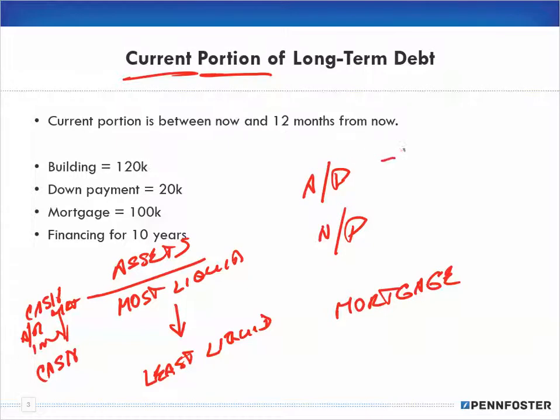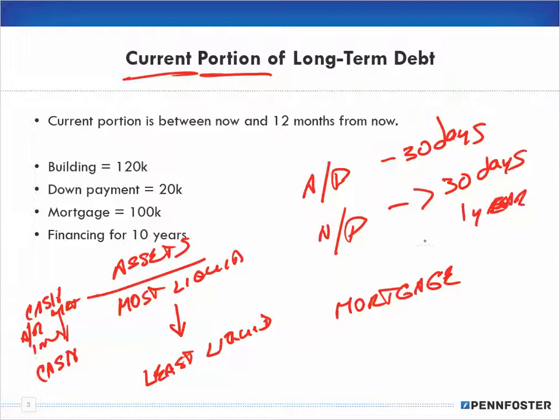Your accounts payable is generally for 30 days. Your notes payable is anything greater than 30 days, but it goes all the way up to about 1 year. And of course, anything greater than 1 year is a long-term debt, something like your mortgage.